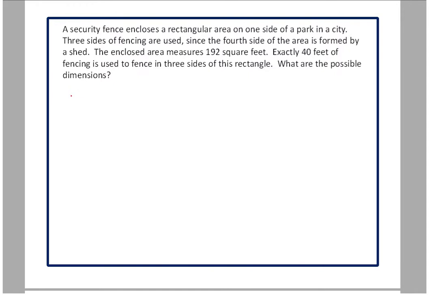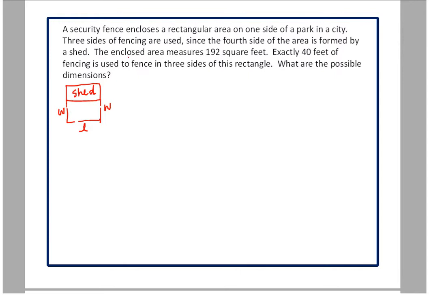So I like to draw a picture. So we've got this shed. And then we have a rectangular fenced-in area, which has a length and maybe a couple of widths, because we aren't using the shed.